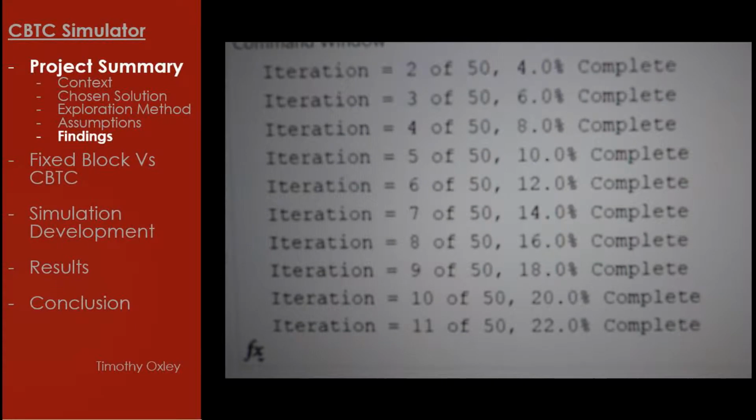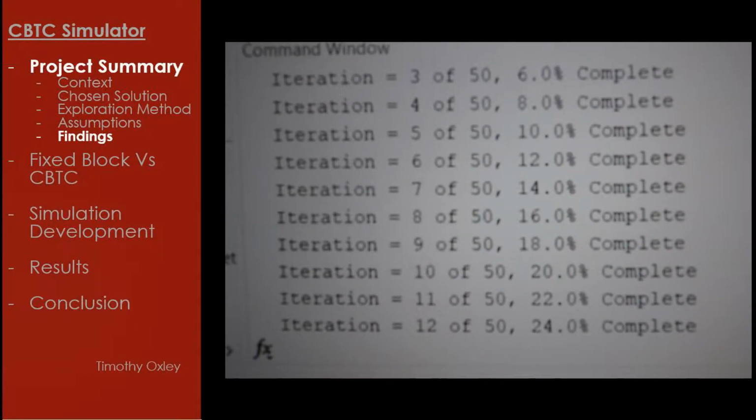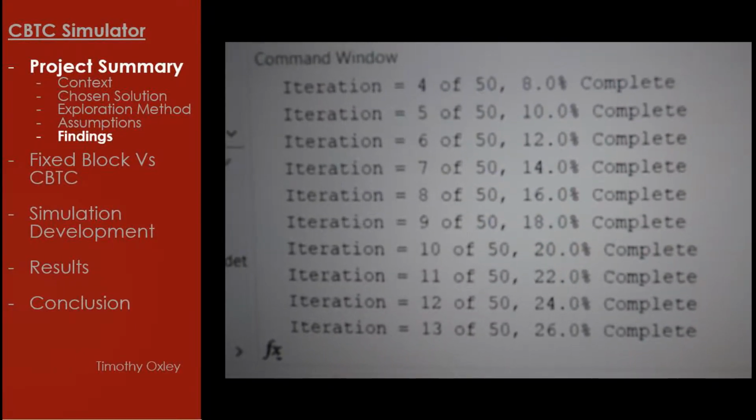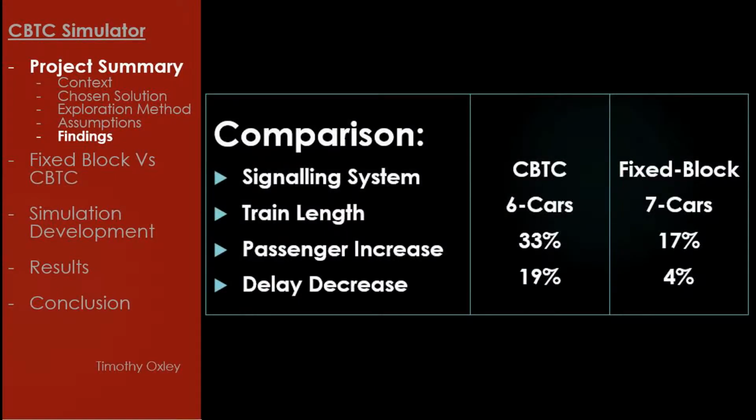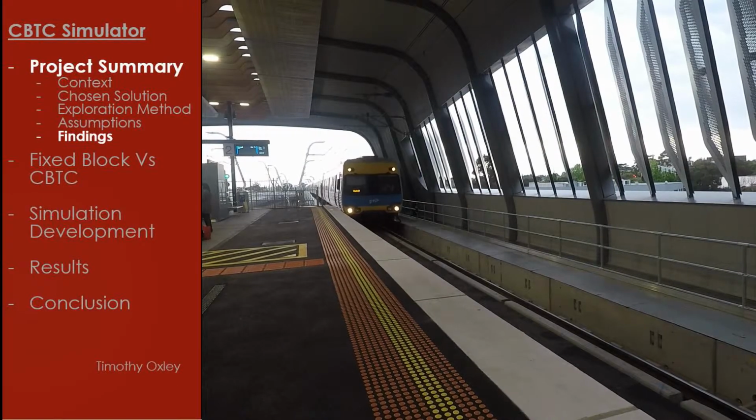After emulating many of the possible scenarios using the simulator, it has been concluded that upgrading to a CBTC signalling system can result in reductions in delays of up to 43% and the ability to transport up to 33% more passengers simultaneously. This is a significantly stronger improvement compared with purchasing longer trains, which can only carry 17% more passengers.